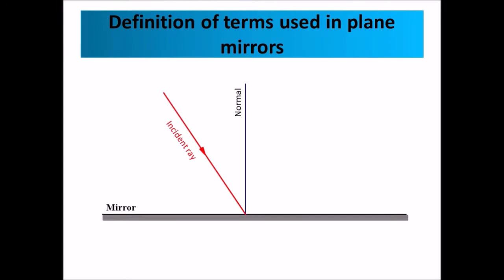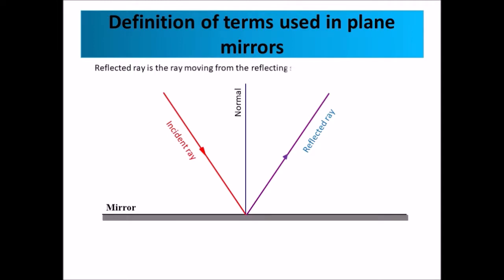Now, after striking the reflecting surface, the ray does not stop there. It bounces off from the surface of the mirror. So what do we call this ray that bounces off? This is the reflected ray. And how is it defined? The reflected ray is the ray moving from the reflecting surface.